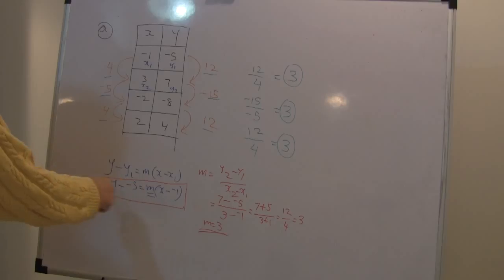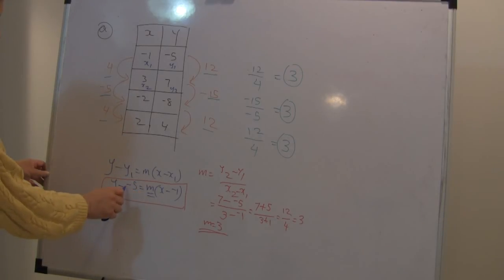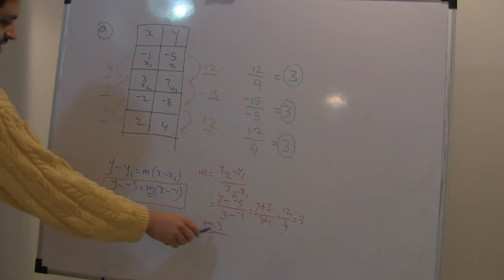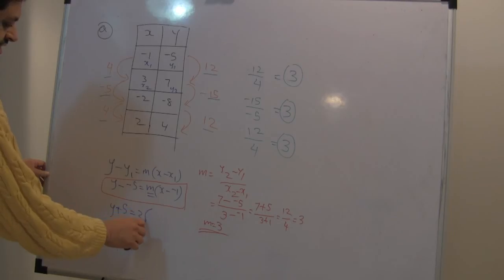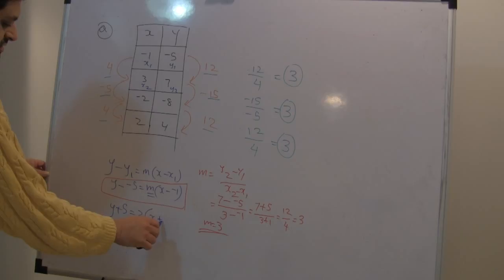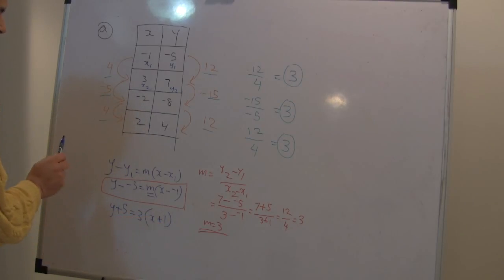Now let's go back to this equation. We know what m is. So y minus negative 5 is y plus 5 equals 3 times x minus negative 1, which is x plus 1. At the y-intercept, here's the thing, x will be 0, right?